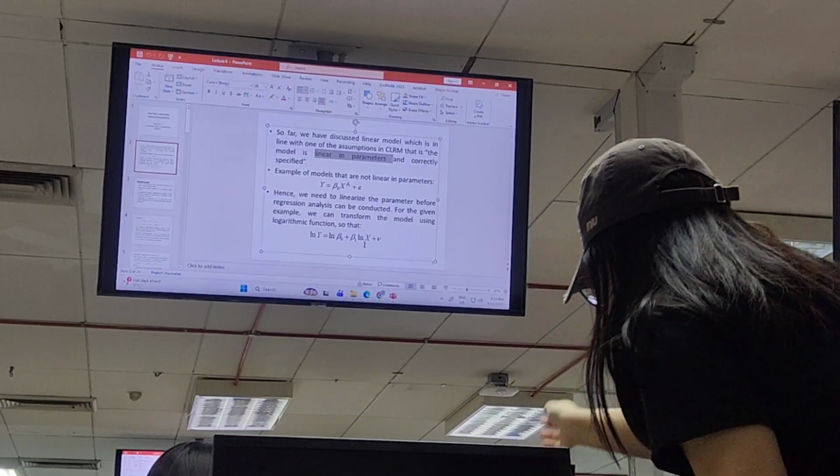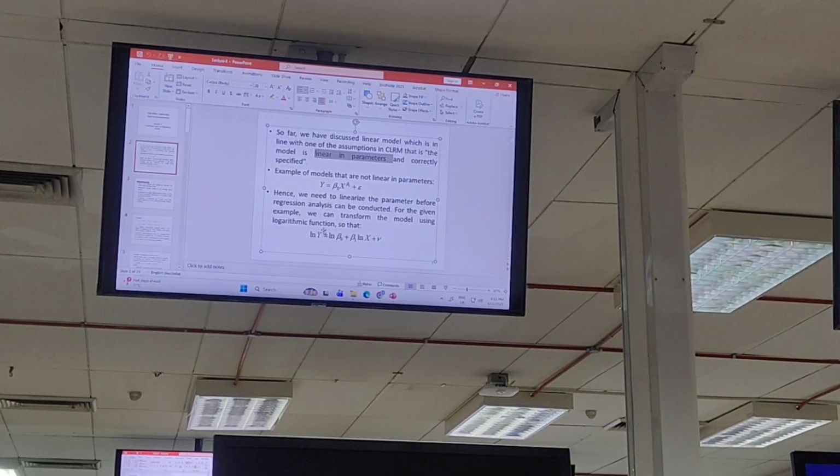When log x, not x, log x increases by 1, then log y will increase by beta 1. Doesn't matter from what value to what value log x increases, it always gives the same effect on y, which is equal to beta 1. So if beta 1 is positive, then log y will increase by beta 1 every time log x increases by 1. So that's what we call linear in parameter. This one is different: when x increases by 1, it depends on the value of x, and then that different value of impact applies to the dependent variable y.